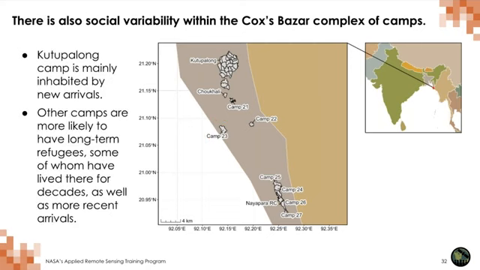And then going back to the social variability as well, it is complex. Kutupalong camp is mainly new arrivals. So that was that very large wave of people moving in 2017 and 18 to Kutupalong. But other camps have had refugees living for many years. And there's a different dynamic with the local communities, relationship with the land, with the place.